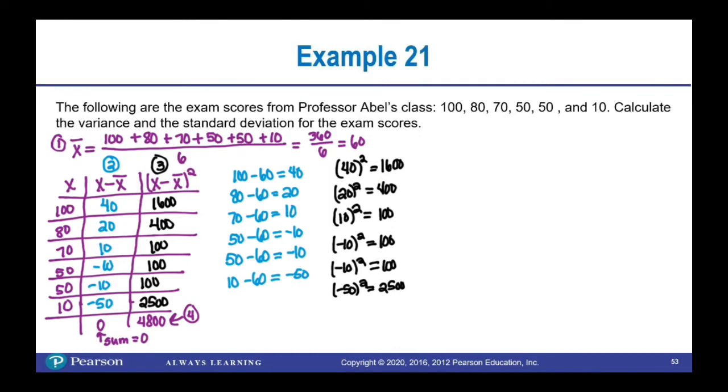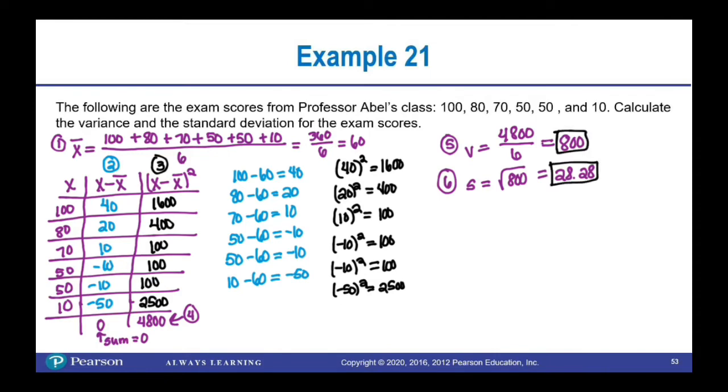For our fifth step, to find the variance, we take the sum of that last column, which is 4,800, and we divide by 6 because we have 6 values. Our variance here is 800. Our last step is to find the standard deviation, and we take the square root of the variance, or the square root of 800, which is 28.28. Now read your directions carefully in math labs to be sure that you round to the correct number of decimal places. So here our variance is 800 and our standard deviation is 28.28.